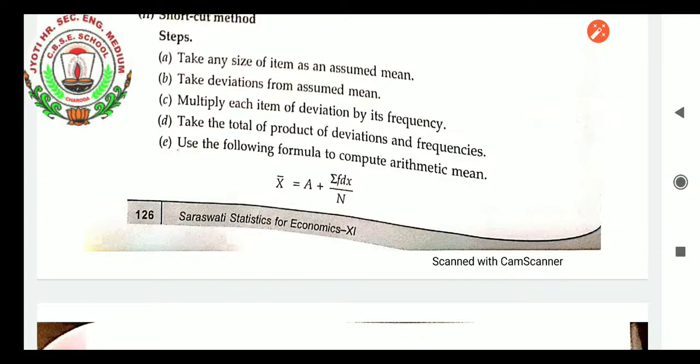Take deviation from the assumed mean. Then multiply each deviation by its frequency. Take the total of the products of deviations and frequencies. Use the following formula to compute the arithmetic mean. It will be somewhat difficult for you as compared to individual series, because there and here the formulas are somewhat the same.